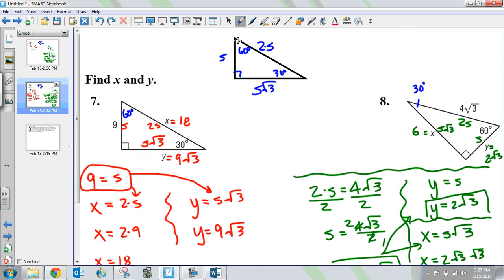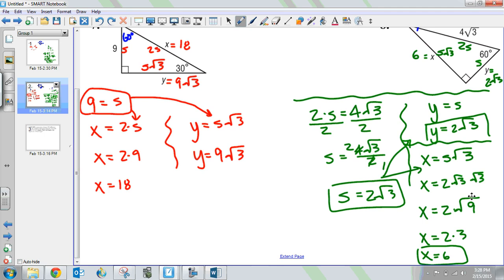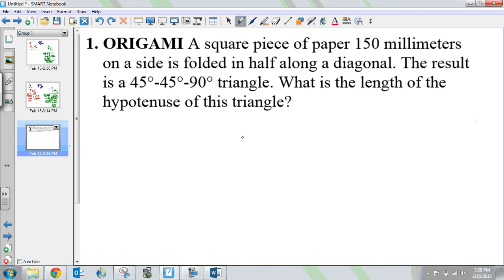Again, all I'm doing is using my picture, plotting those values for what I have, and then setting up a series of equations and solving for X and solving for Y once I find what S is. Now, simplifying these radicals and doing all this kind of stuff takes a little bit of practice, but you guys can do that. Okay, I do want to go over one word problem real quick.